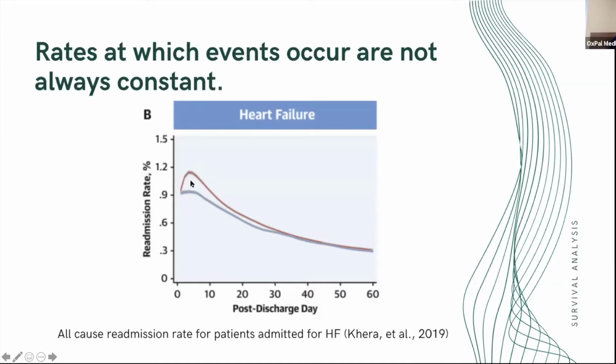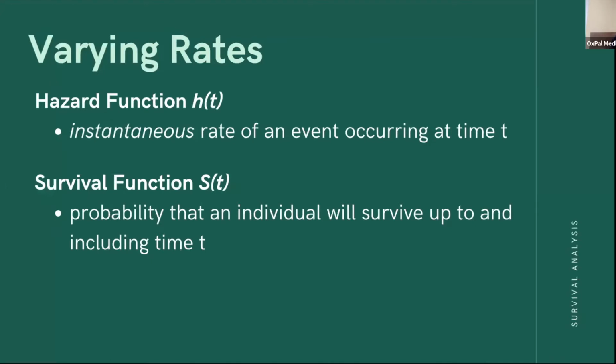So we have to find a way of factoring in rates and how we can better understand and explain them. And that's what survival analysis is about. But before we go further, let's look at two functions that are essential in looking into and describing phenomena with varying rates. So first we have the hazard function.